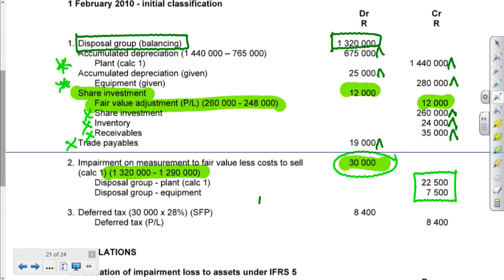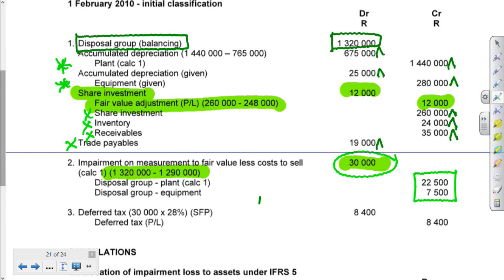Oh, you forgot your payable. The 19. If you took 19, you would have got 1320, and 19 is your difference on your impairment, isn't it? Okay, so remember the payable is a credit. It makes your number smaller. Okay, so there's your impairment of 30.